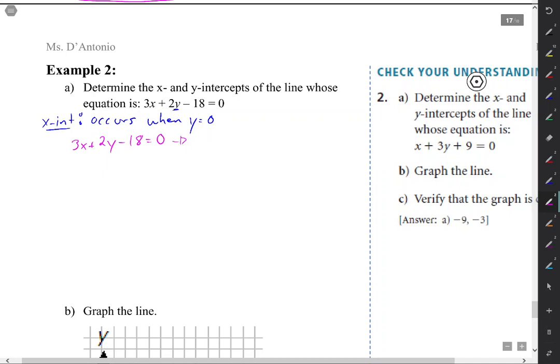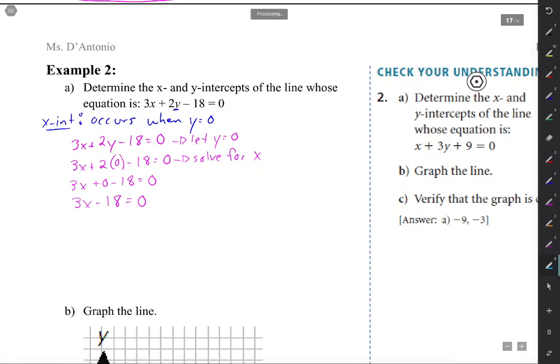And what we're going to do is we're going to let y equal 0. So I'm going to rewrite this whole equation, but in the place of the y, we're going to plug in our 0. And now we're going to just solve for x. So let's start off by multiplying. Well, 2 times 0 is just 0, and then minus 18 is equal to 0. Now let's combine like terms. We have 3x, and then 0 minus 18 is just minus 18. And that's all equal to 0. And now we're just going to solve for x.